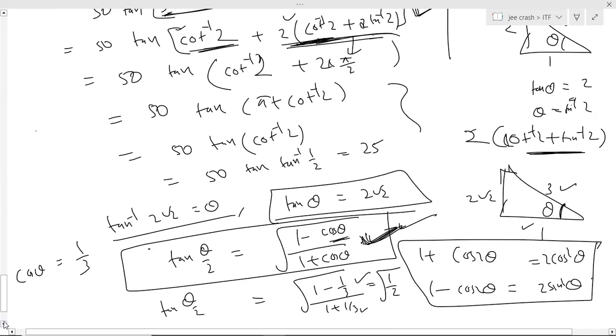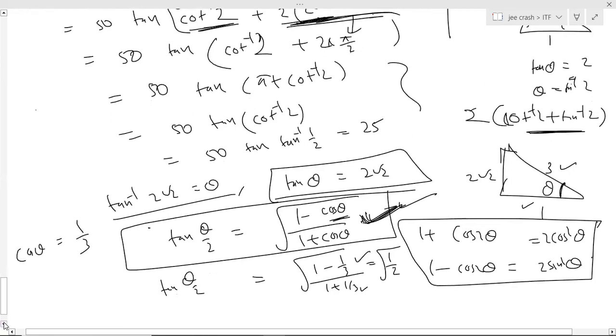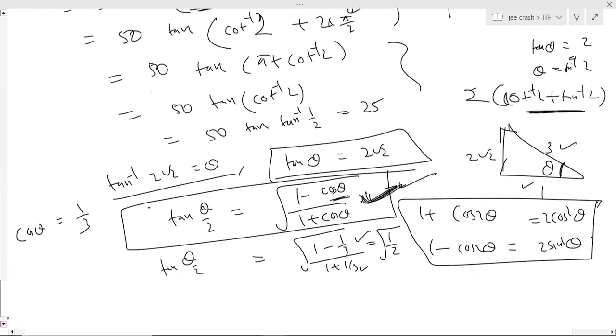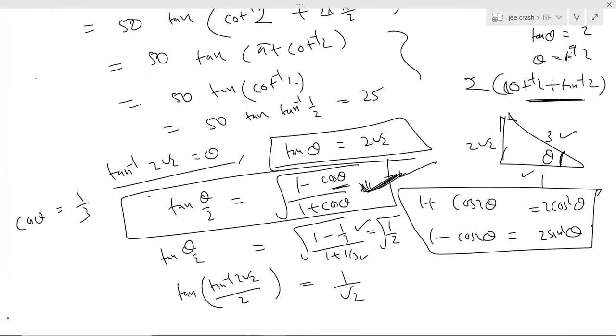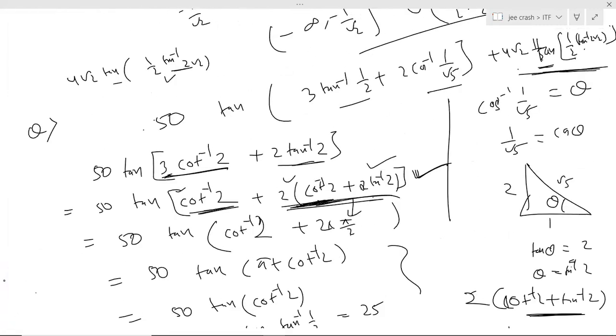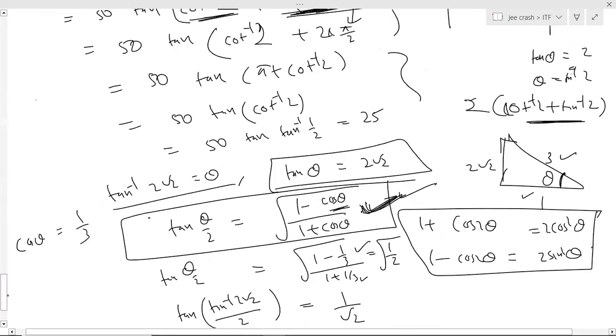And what is tan theta by 2? I think they have asked tan of half of tan inverse 2 root 2. They have already given this in the question. The value we got is 1 upon root 2. Right, Krishna? Now if you look, this value is 1 upon root 2 into 4 root 2. So root 2 cancels. 4 we have got, and this is 25. So 25 plus 4, the answer is 29.